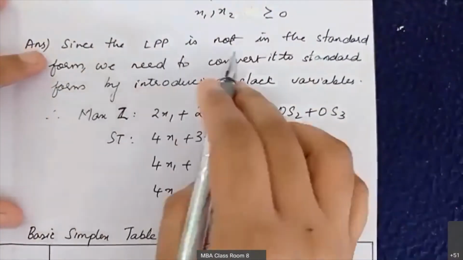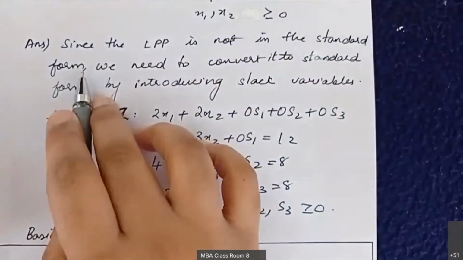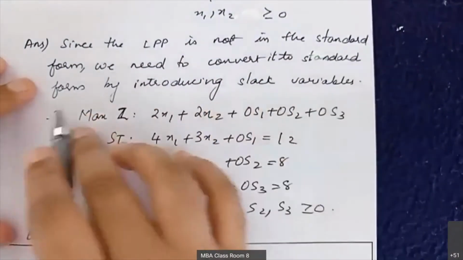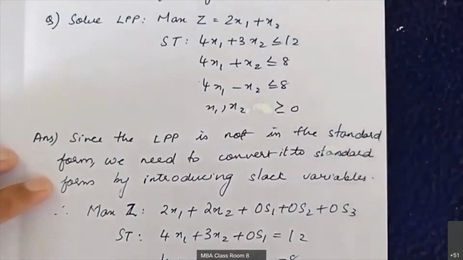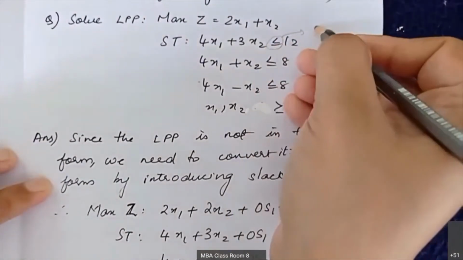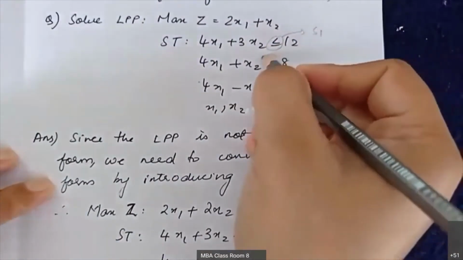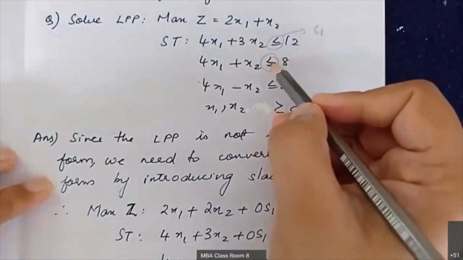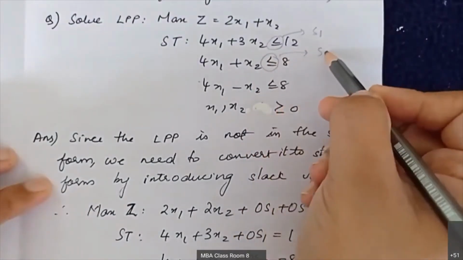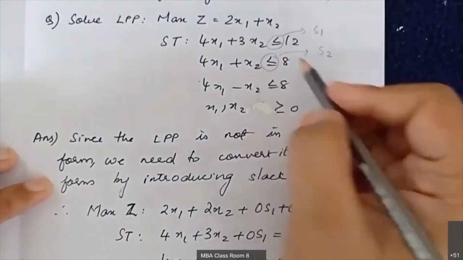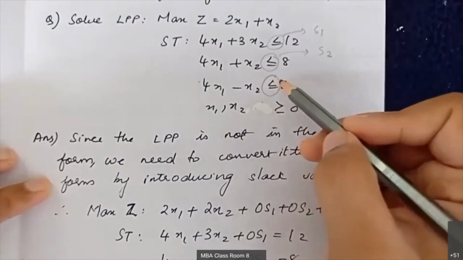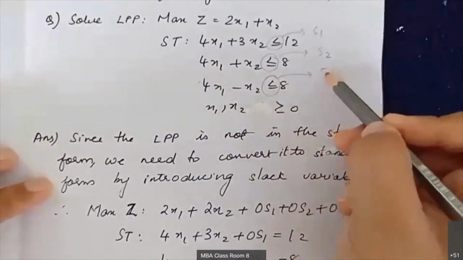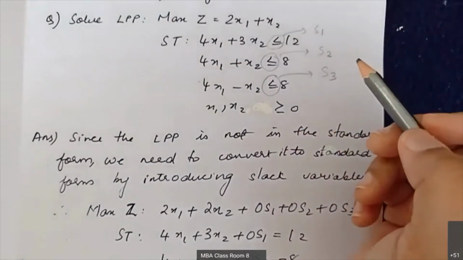Since the LPP is not in the standard form, we need to convert it into the standard form by introducing slack variables. Here we have the simple less than or equal to, so we have to add the slack variable S1 to this constraint. Again, for the second constraint also we have less than or equal to, so I'll be adding S2 to this inequality to remove the inequality. Again, for the third constraint also I have less than or equal to, so I'll be adding the slack variable S3.